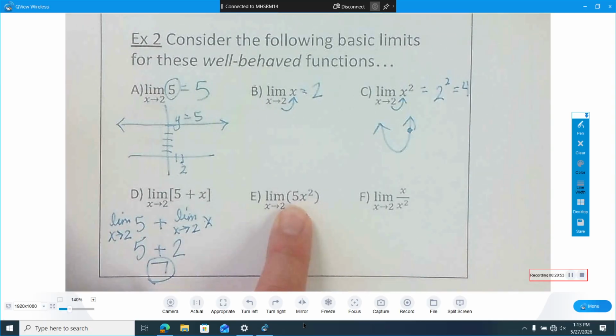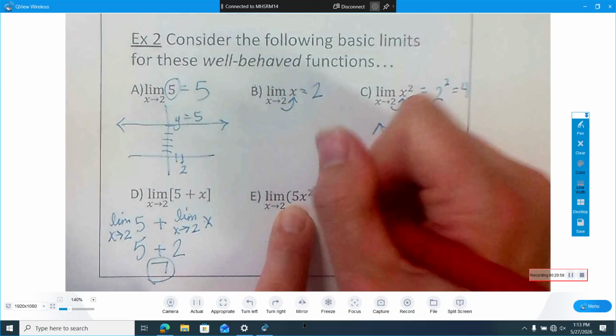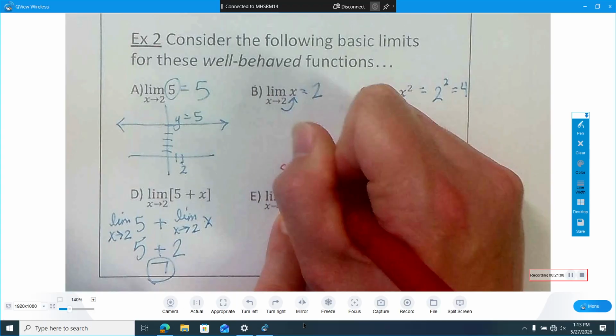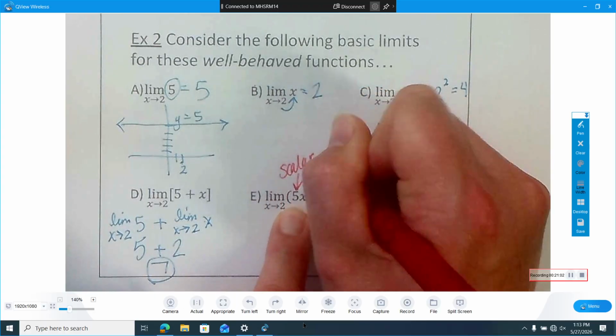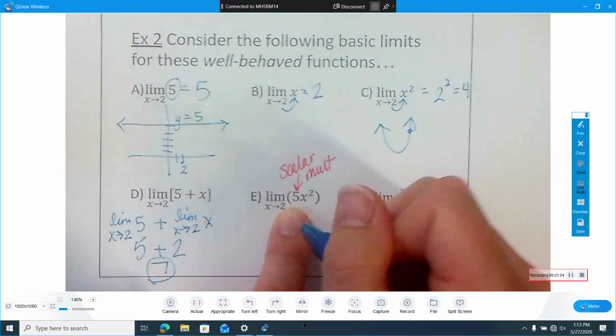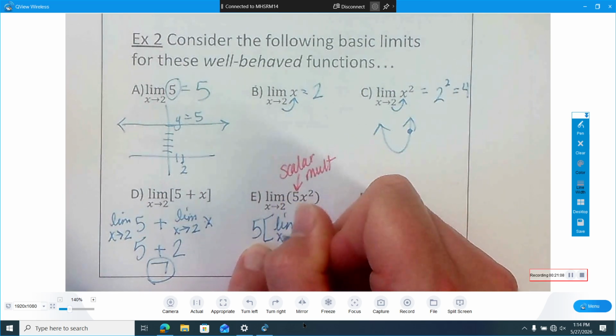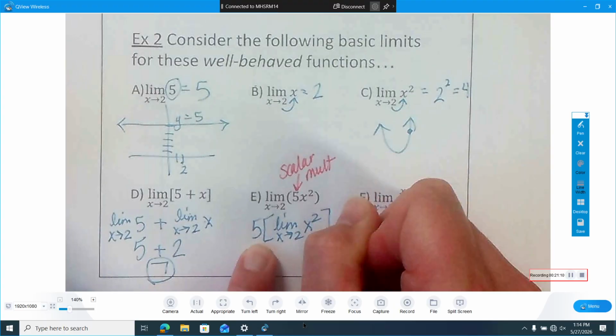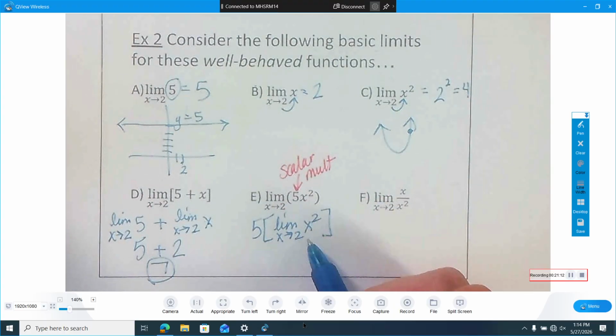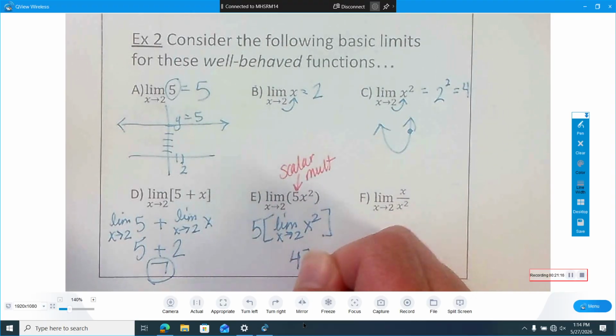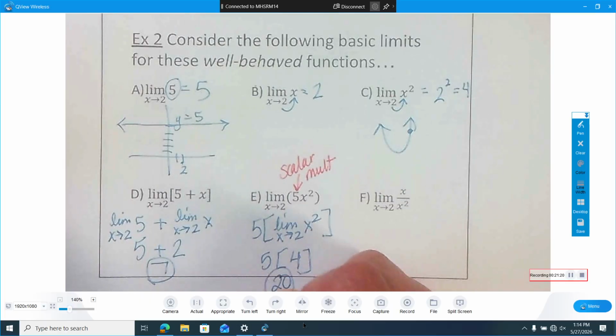What is this 5 called? Scalar multiple. Thank you. It is a scalar multiple. And I can pull that out in front. And then I can worry about the limit as x approaches 2 of x squared. What is the limit as x approaches 2 of x squared? 4. We already did that. And so then it just gets multiplied by 5, and that is 20.